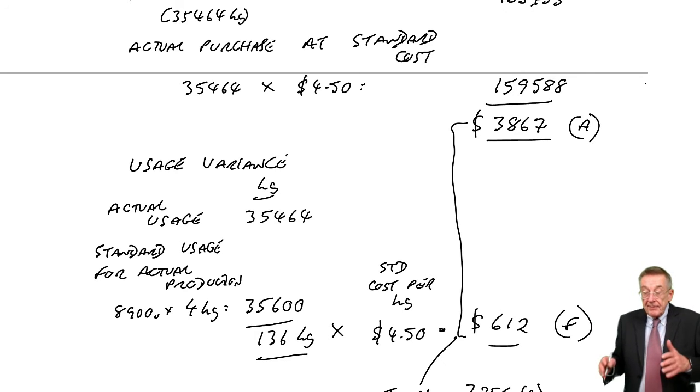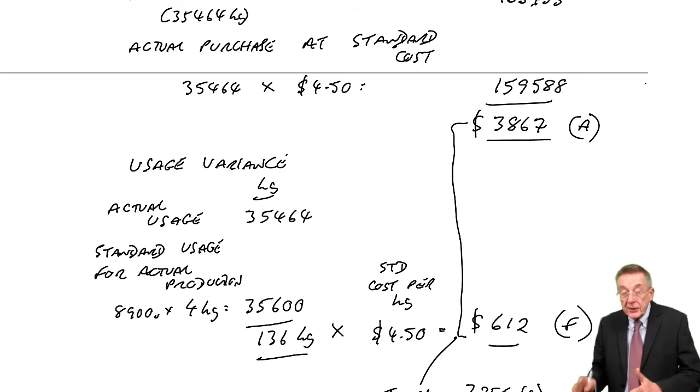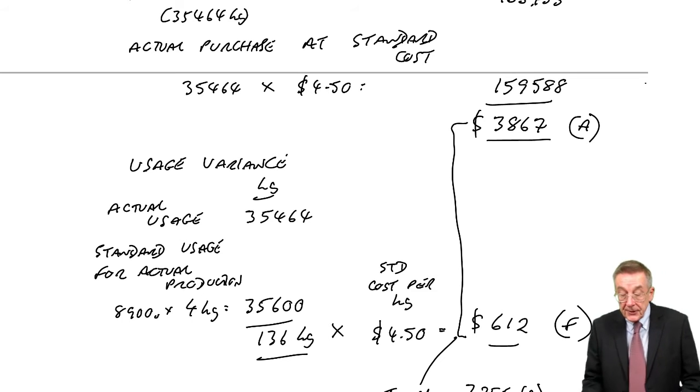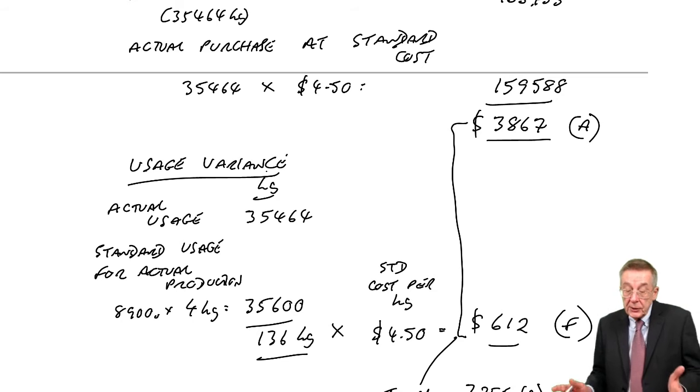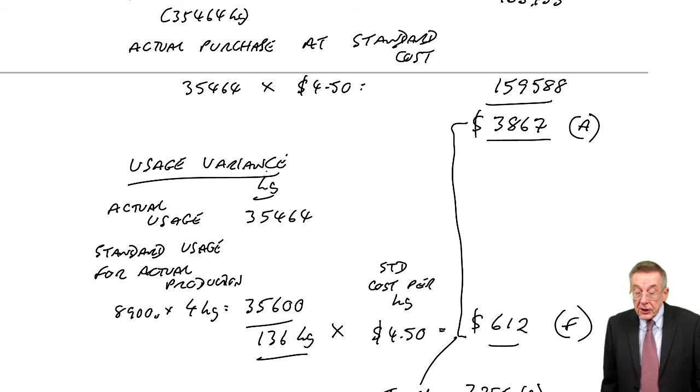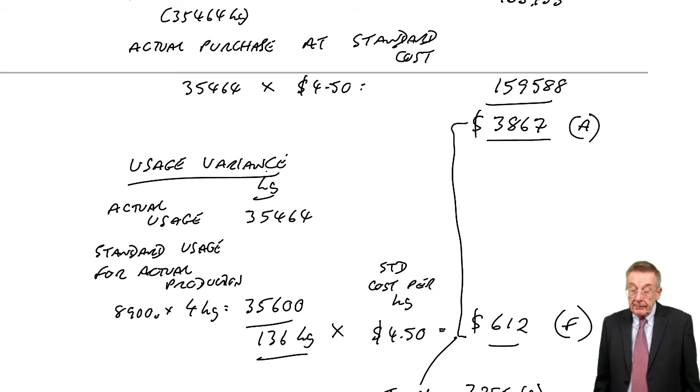And again, it's the purchasing manager who's likely to be responsible for the expense variance. We want him or her to explain why we overspent. It's probably the production manager responsible for the usage variance. They seem to have done reasonably well.